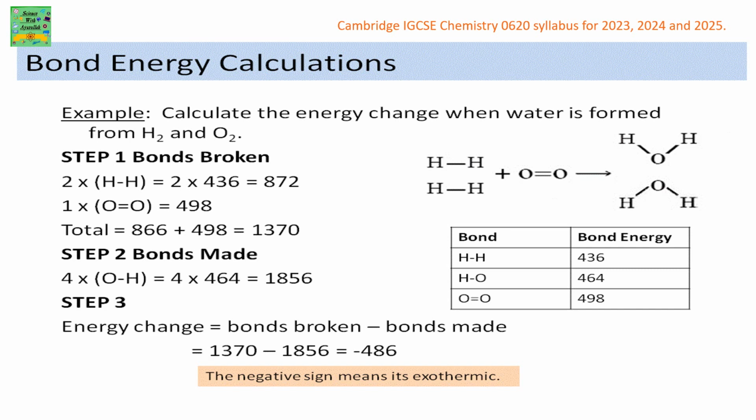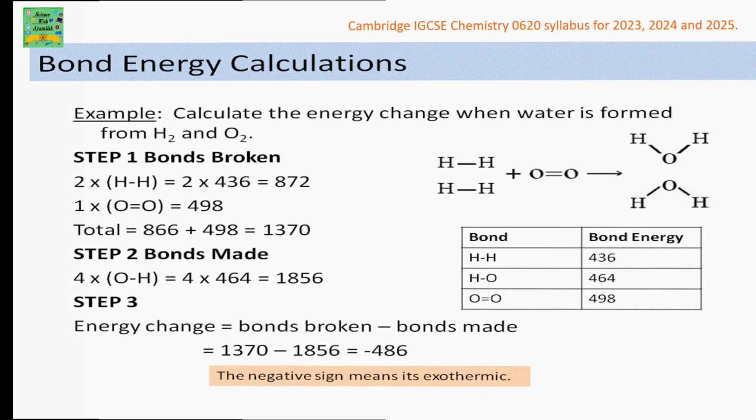Now step 3, which is the final step, asks us to find the energy change. Energy change means the delta H. So that's bonds broken minus the bonds formed. 1370 minus 1856, which gives you a negative value, that's minus 486. The negative sign means that it's an exothermic reaction.